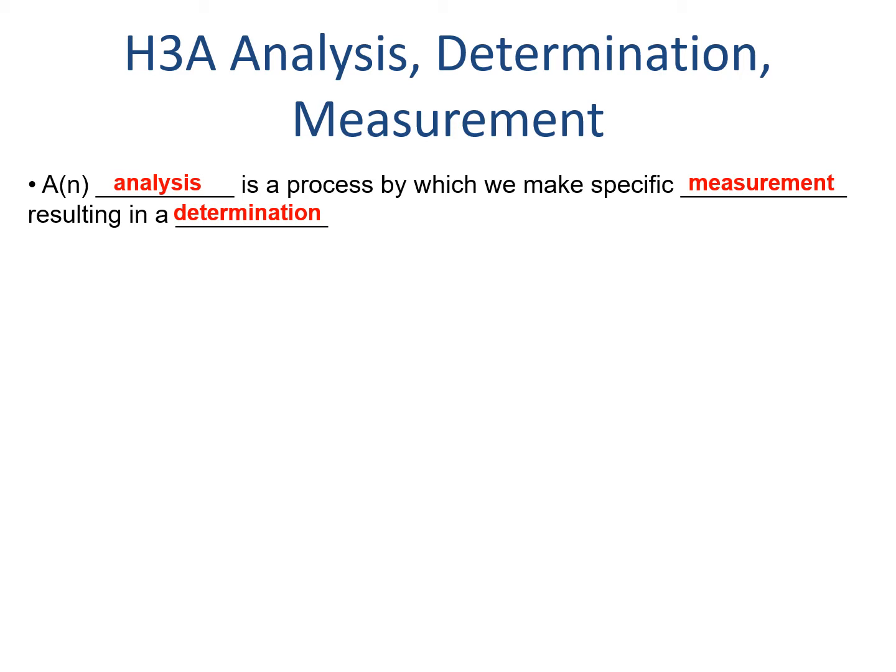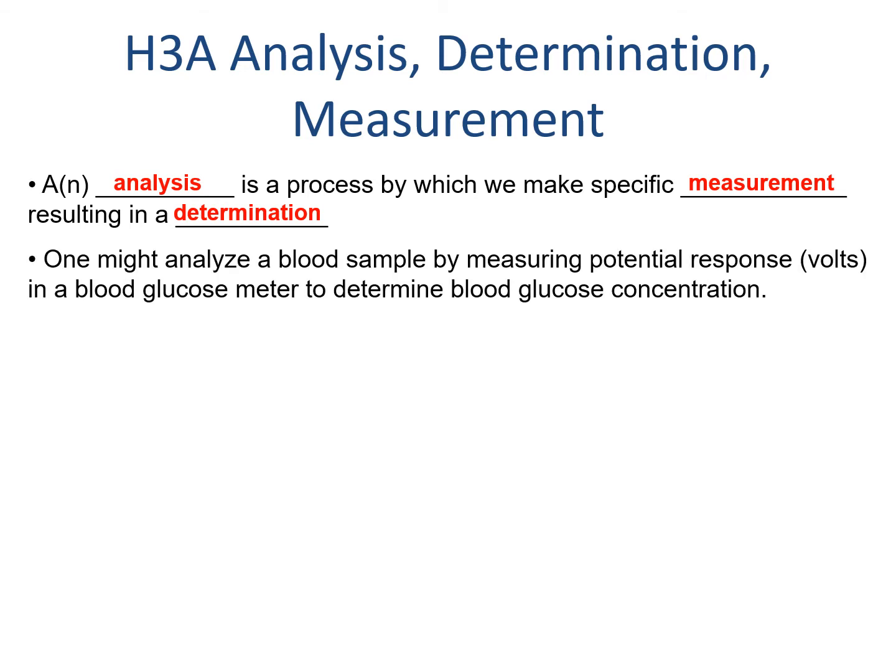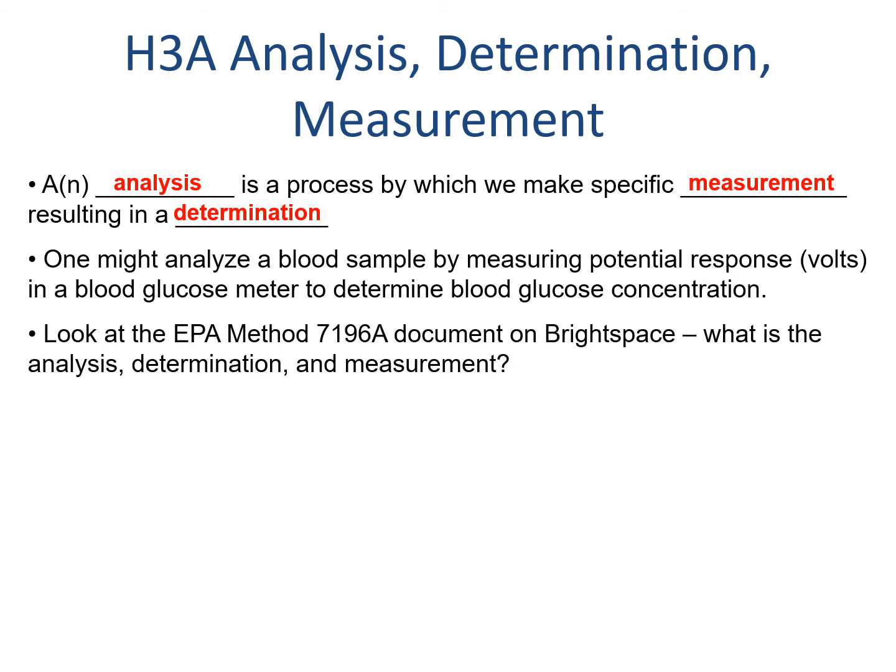We almost always have a process which requires us to measure a physical or chemical phenomenon that is not actually what we want to report a number for. For example, an analysis of blood glucose actually measures electrochemical potential from the oxidation of glucose to determine the glucose concentration. Try looking at the method attached to Brightspace. What is the actual analysis, determination, and measurement for that method?